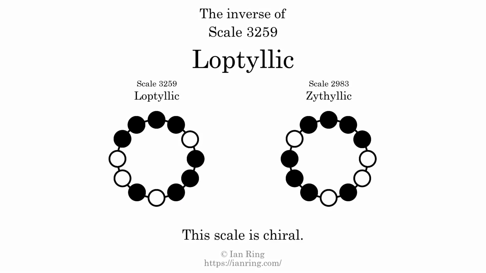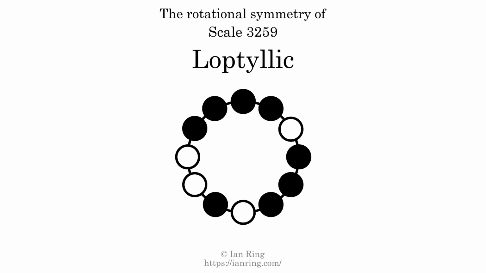The inverse of a scale is a mirror image. It is what you get when the sequence of intervals is reversed. The inverse of this scale is scale 2983, also known as Loptyllic. This scale is chiral. It cannot transform into its inverse by rotational transformation. This scale has no rotational symmetry.